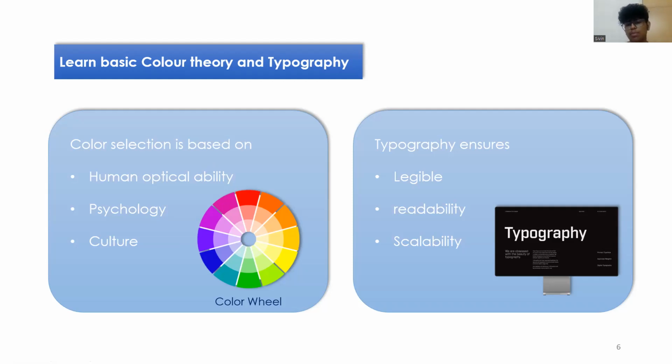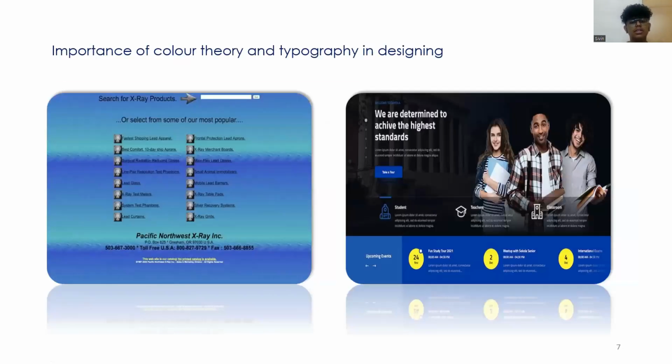The next is typography. Typography is choosing, organizing, and using different typefaces or different fonts. It ensures that the content in the web page or the application is legible, readable, and scalable. The reason why I'm discussing color theory and typography is that you can see in the next slide the importance of color theory and typography in design.